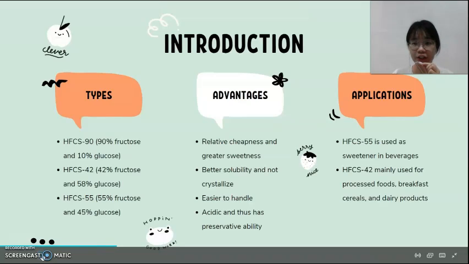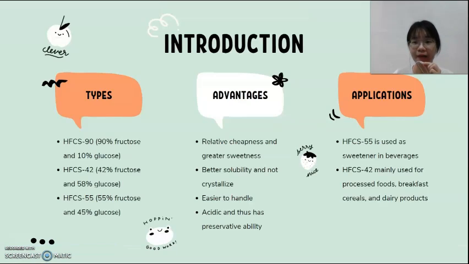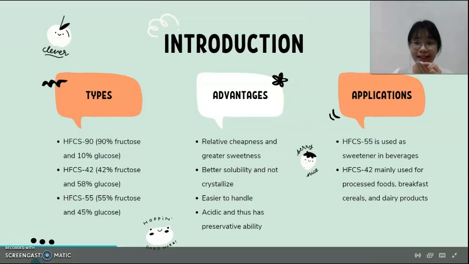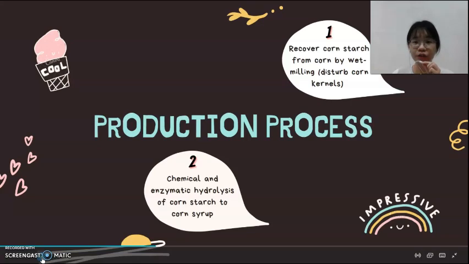There are three types of HFCS, which are type 90, type 42, and type 55. HFCS is cheaper, sweeter, and easier to handle than sucrose. HFCS is applied in food and beverages industry nowadays too. There are two steps to produce HFCS from raw corn. First, recover cornstarch from raw corn by wet milling. Second, chemical and enzymatic hydrolysis of cornstarch to corn syrup.